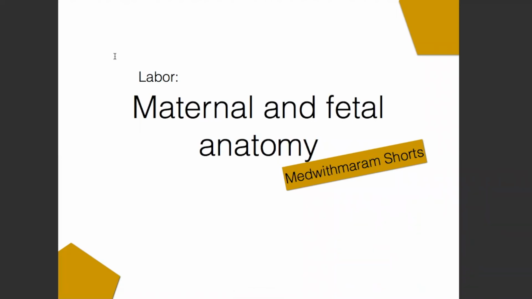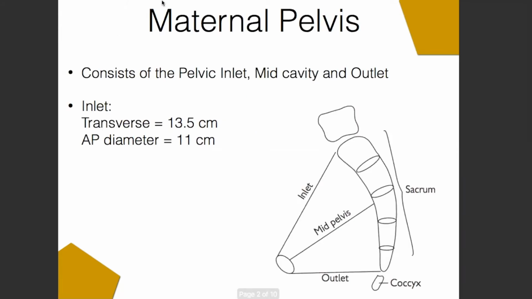And today we're going to be talking about labor, but specifically the maternal and fetal anatomy, because it's a very tricky place and it's a very important part. The most important thing to know when it comes to the maternal pelvis is that it has a pelvic inlet, a mid cavity, and an outlet. Tamam? So the pelvic inlet is the beginning of the pelvis, and then there's the mid pelvis and the outlet.